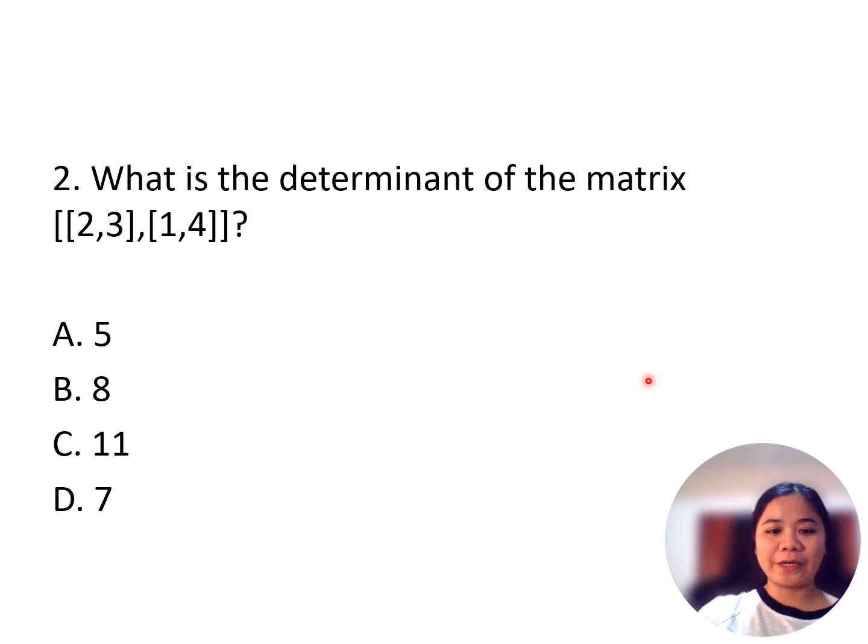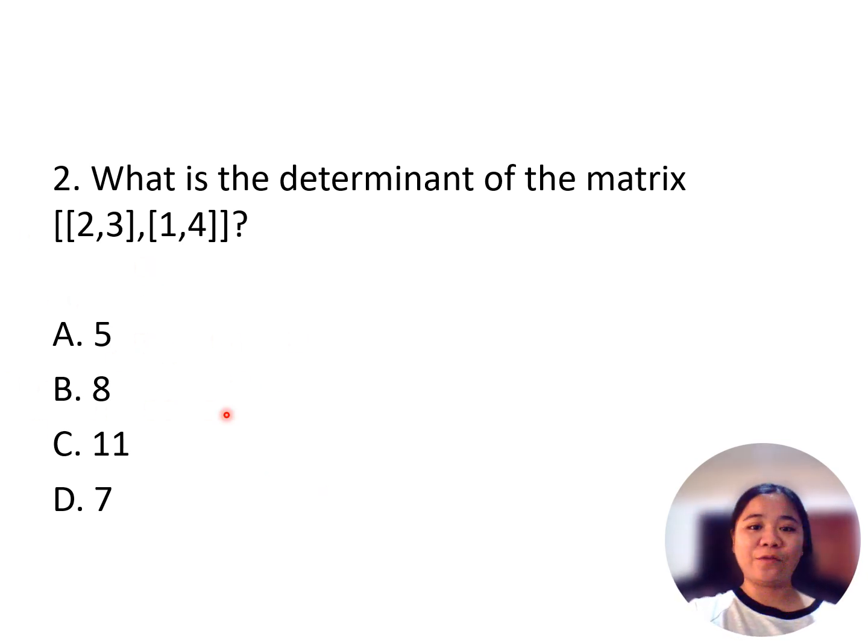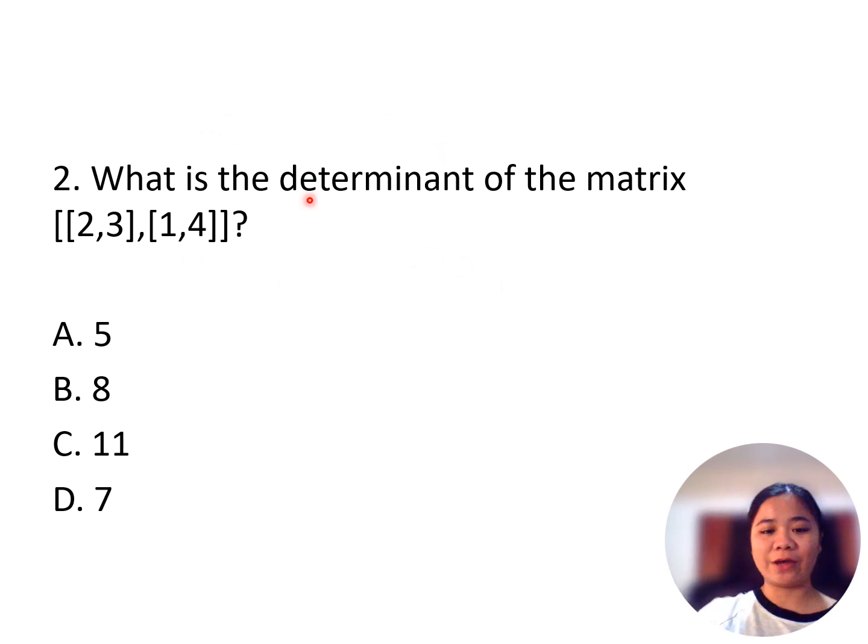What is the determinant of the matrix with elements 2, 3 and elements 1, 4? Okay, so think of it. What is the determinant of the matrix with elements 2, 3, and elements 1, 4? What is your answer? Okay, let's check. The answer is letter A.